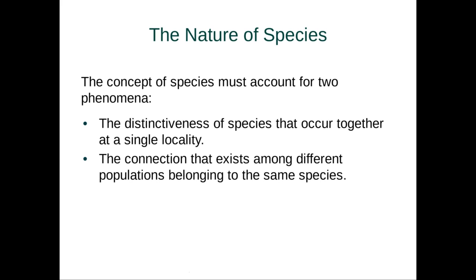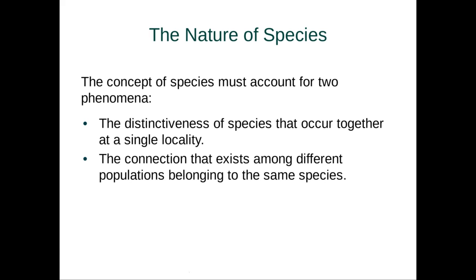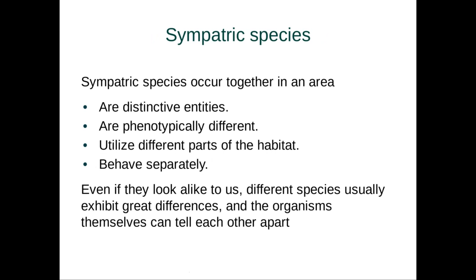Now, we've been talking about this idea of species, right? Humans are a species, dogs are a species, but what is a species? What is the nature of species? How do we define what a species is? And for a species to be a thing, we actually have to account for two distinct phenomena. The first being the distinctiveness of species that occur together in a single locality. And second, the connection that exists among different populations belonging to the same species. It'll become clear what I mean by those in a second, but let's dive into some ideas here.